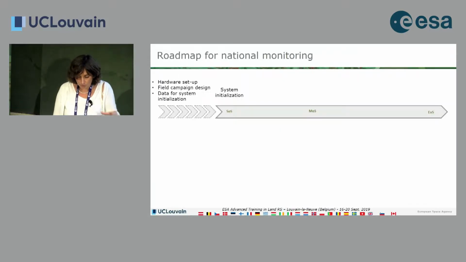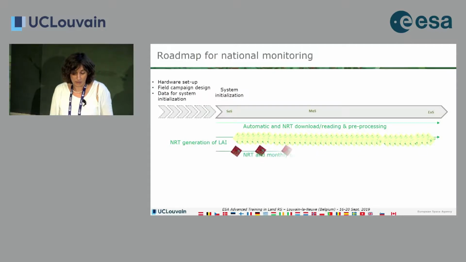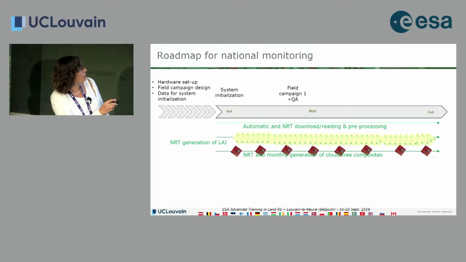So just to summarize, if you go for national monitoring, before the season, you have to set up your hardware, design your field campaign, and prepare the data for the system initialization. Then at the beginning of this season, you initialize your system, you launch it. There is an automatic pre-processing, automatic production of the LAI along the season. For the composite, it's not every day, but it's every month or every 2 weeks, but it starts at the beginning of the season.